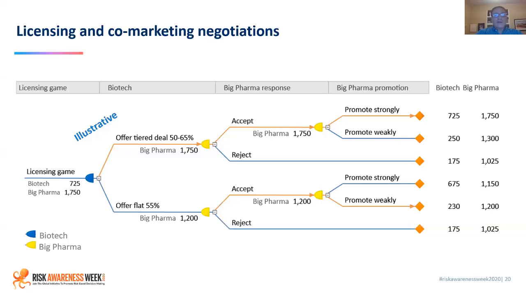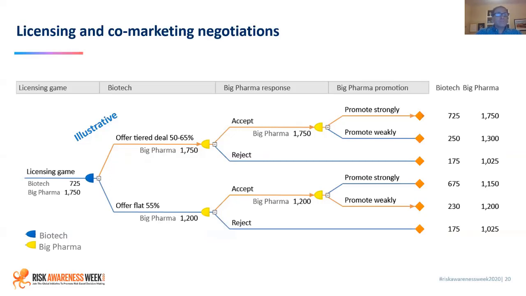What we found is that in this case, the biotech could offer two basic types of deals. One is a tiered deal where there's an incentive structure, or they could just offer a flat deal of a certain percentage. And the flat deal we found was not going to produce the appropriate incentives for the big pharma company to promote the drug strongly. So value would have to be given up, and that wouldn't be as appealing as doing the tiered deal.